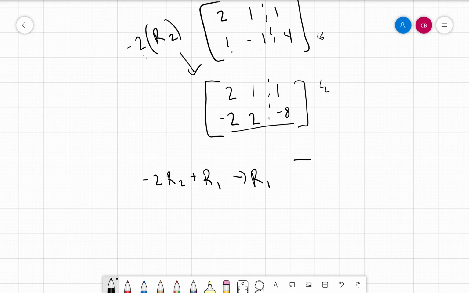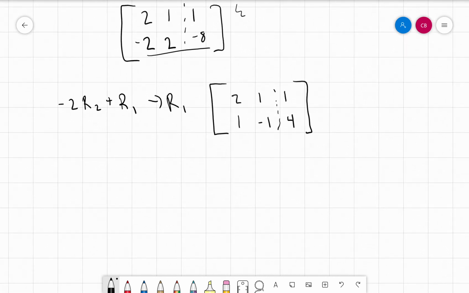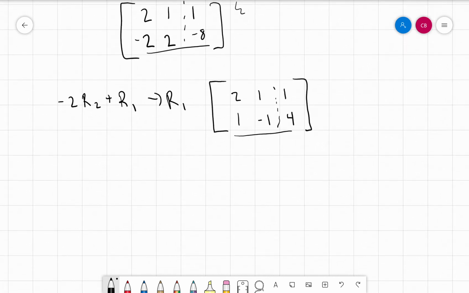Okay, so let's do this. What this means is row 2 will not change. I'm going to leave it, so we're going to pretend we started with the original, 2, 1, 1, 1, negative 1, 4. Okay, and now I'm going to do all of that work. I'm going to multiply this by negative 2, so we know that that's going to be negative 2, 2, and negative 8. And then I'm going to add each term to each term here.